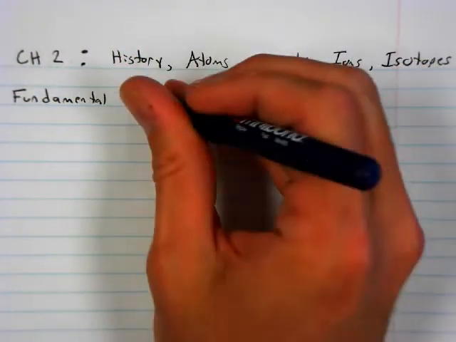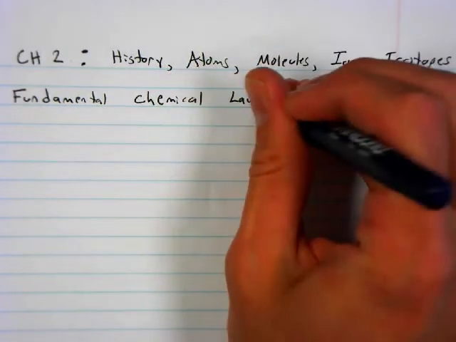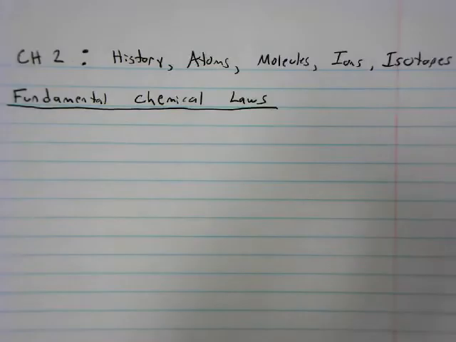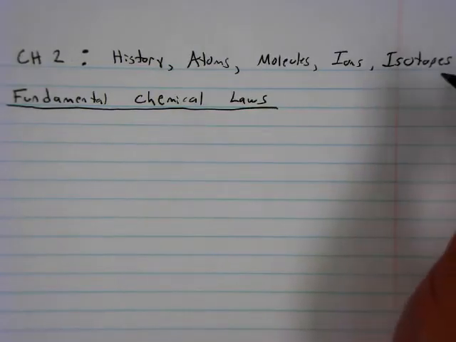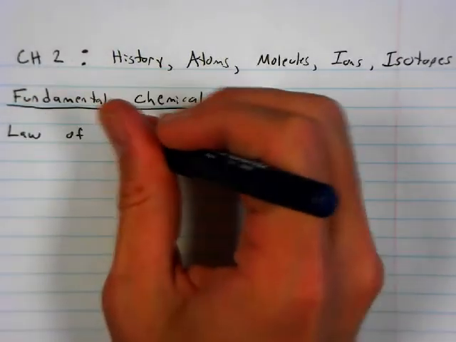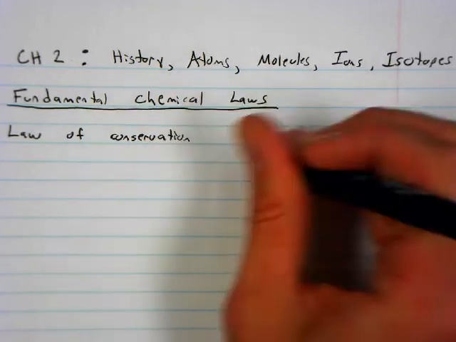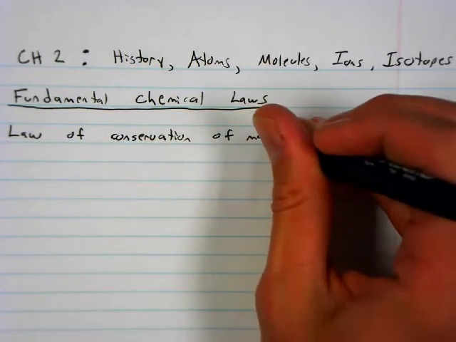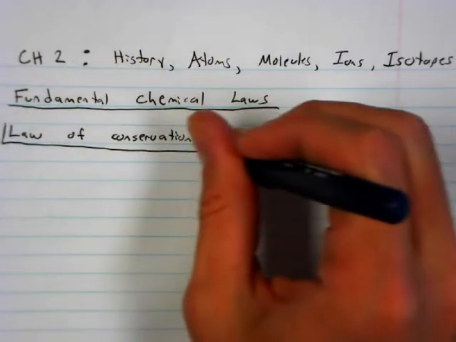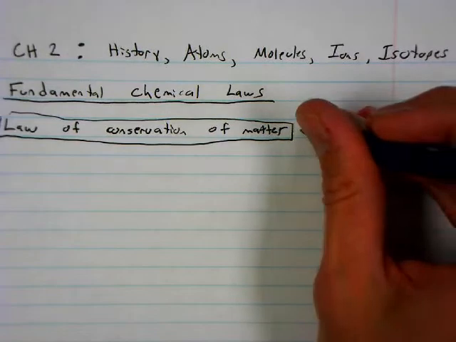fundamental chemical laws. So there are some fundamental chemical laws that you've got to know in chemistry. And I'm trying to write as legibly as I can while still going quickly. The first one, you could probably guess, is the law of conservation of matter. And you guys know what this is. This states that matter cannot be created or destroyed.